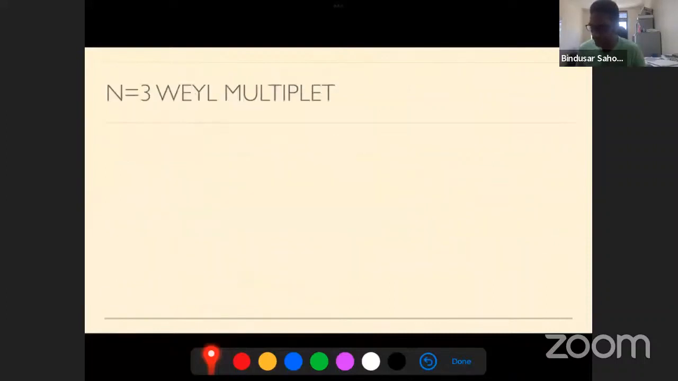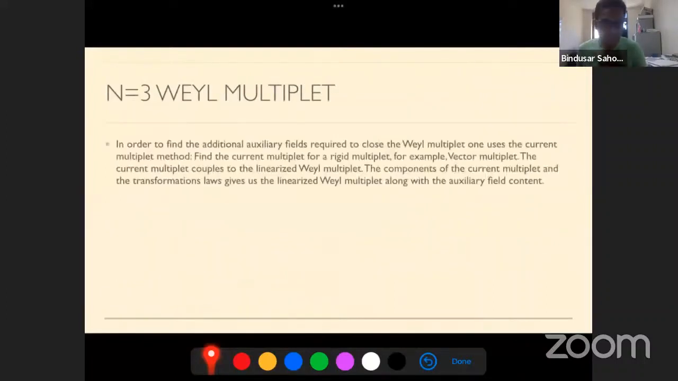Now we'll discuss the n equal to 3 Weyl multiplet, because to understand n equal to 3 conformal supergravity, you need the n equal to 3 Weyl multiplet. As we discussed, we need some additional auxiliary fields to close the Weyl multiplet. Typically, these additional auxiliary fields are found by the so-called current multiplet method, wherein you find the current multiplet for a rigid multiplet, for example, the vector multiplet. This current multiplet couples to the linearized Weyl multiplet. Therefore, the components of the current multiplet and the transformation laws give us the linearized Weyl multiplet along with the auxiliary field content.